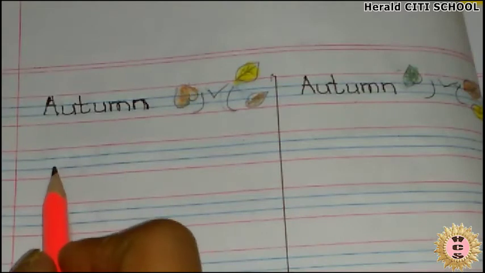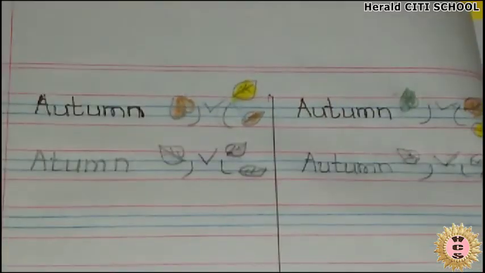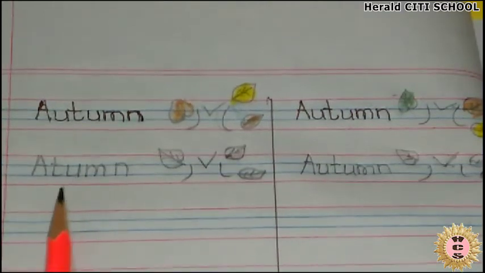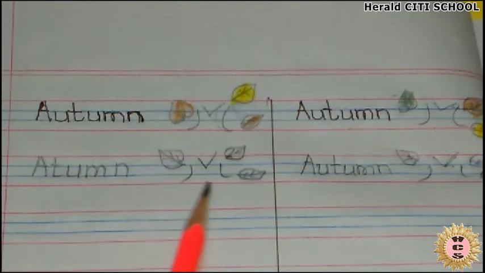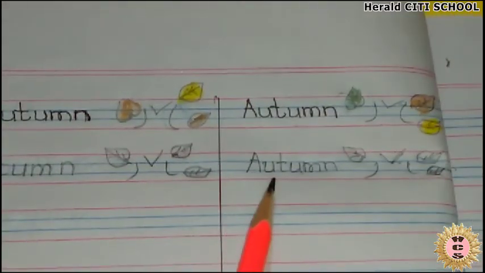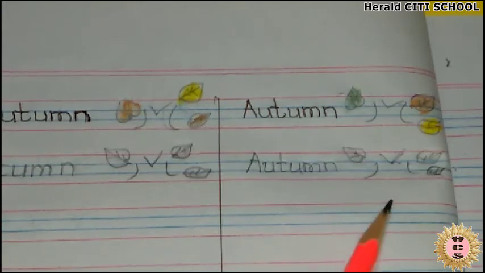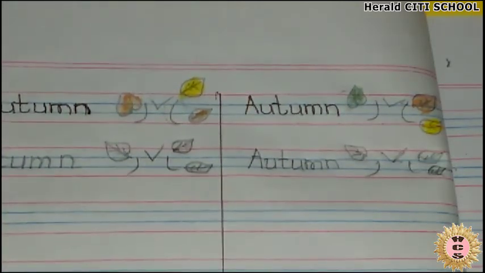And here you will write the spelling of autumn. Like this. First you will write the spelling of autumn, then you will draw the leaves. Here you will also write the spelling of autumn and draw the leaves. Children, you will do the whole page like this.